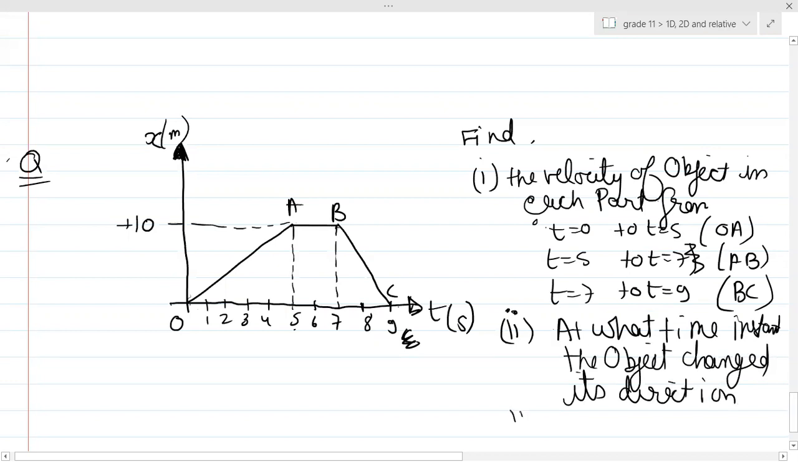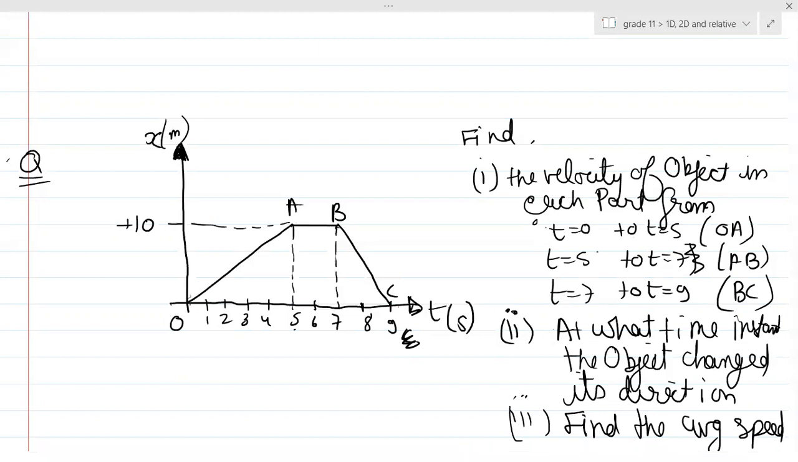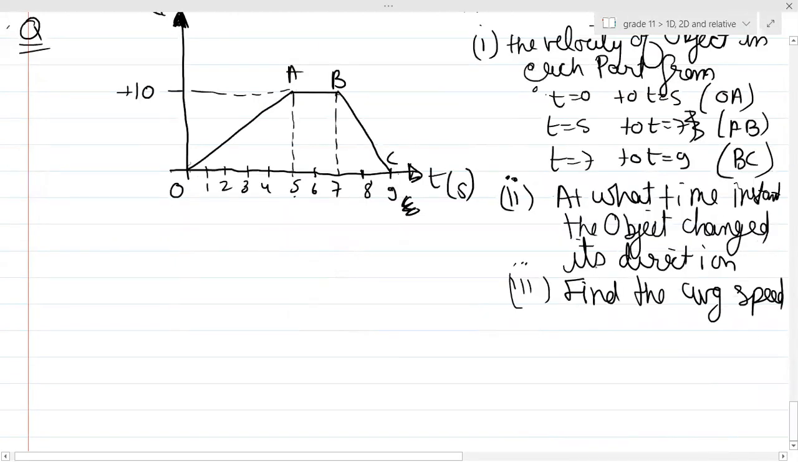And last question. Yes, tell me. Sir, the object from 7 to 9 seconds. From 7 to 9 seconds, what? At what time instant did it change direction? 7 to 9 seconds is the interval. At 7. When did it change its direction? So at t equals 7. Yes, I'll explain it.